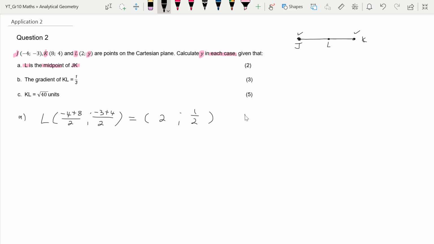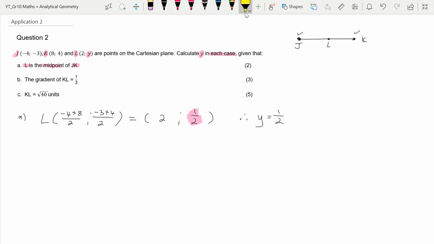So therefore, let's just answer the question. What is y in that case? In this case, y is equal to a half, because that is the y coordinate of point L. Okay, so that's case 1.